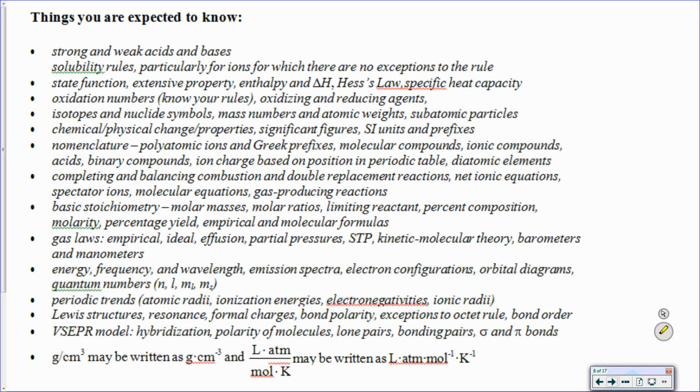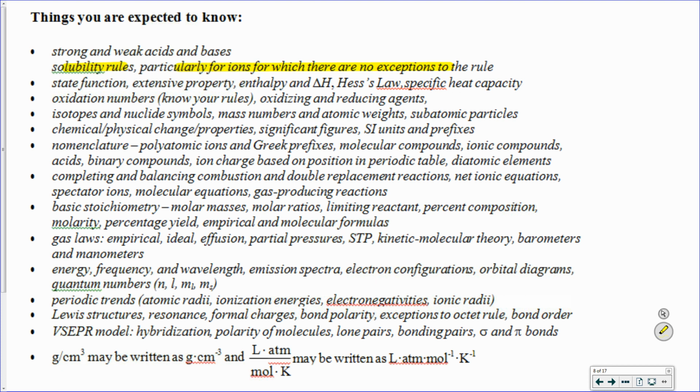Okay, here's kind of my list of things that I suggest that you know. Common strong and weak acids and bases. At least remember something about the solubility rules, in particular which ions have no exception to the rule. When I say that, know that the potassium salts are always soluble. The nitrates are always soluble. And the common things that are insoluble. There's a couple of things that would stand out to help you answer a question.